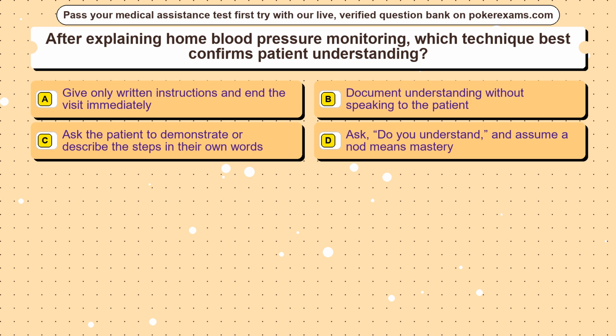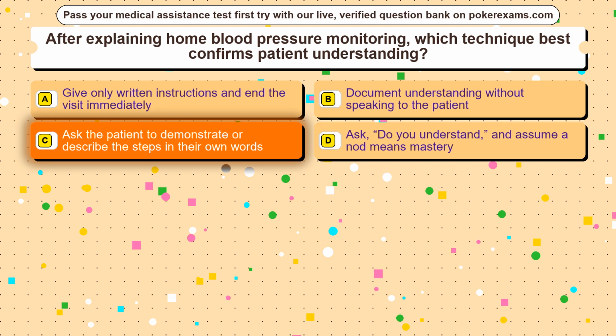Option B, document understanding without speaking to the patient. Option C, ask the patient to demonstrate or describe the steps in their own words. Option D, ask, do you understand, and assume a nod means mastery. The correct answer is option C, ask the patient to demonstrate or describe the steps in their own words.